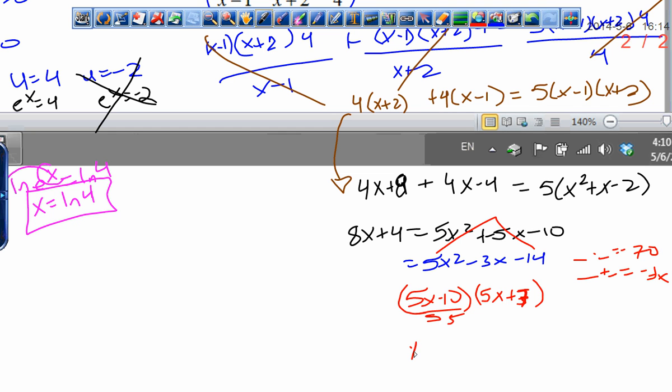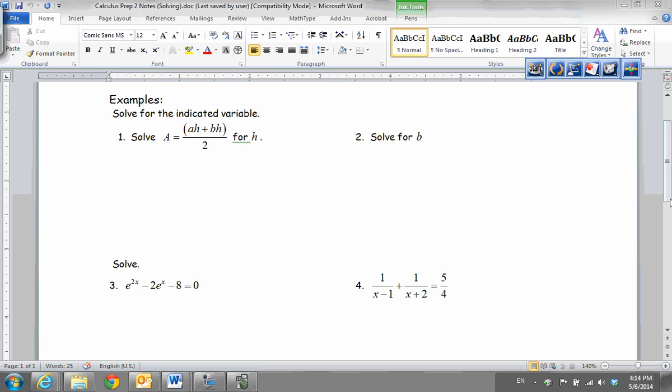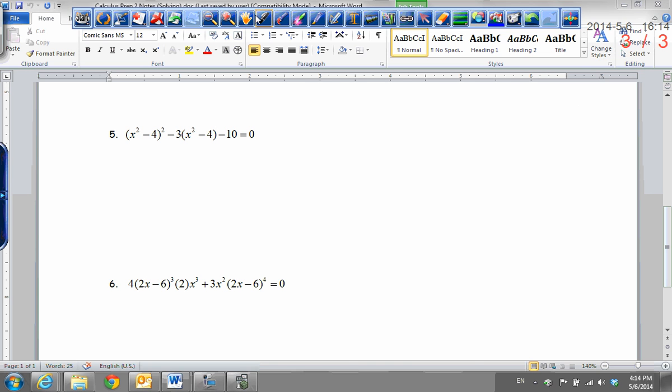And so I get x minus 2 and 5x plus 7. Now the last thing to do is to solve that for x. So we set each part equal to 0, so x would be 2, and x is negative 7/5. Hard problem, long problem. Rewind it, go watch that again because that was brutal. 2 left. Number 5, we're going to use u substitution again.